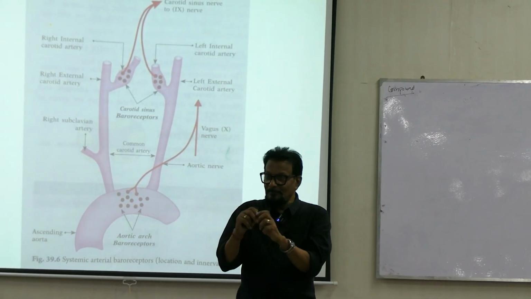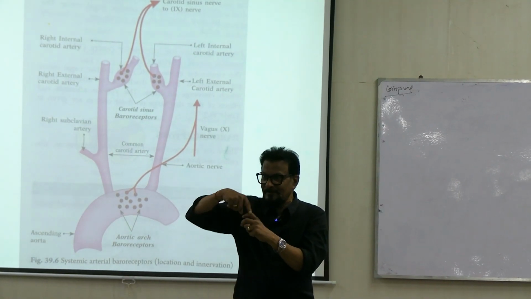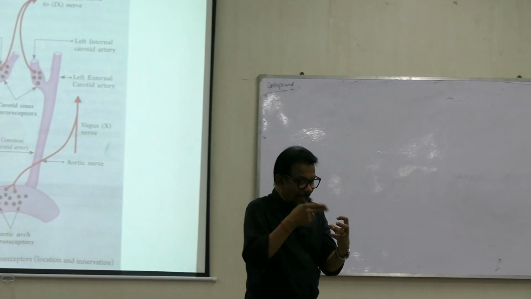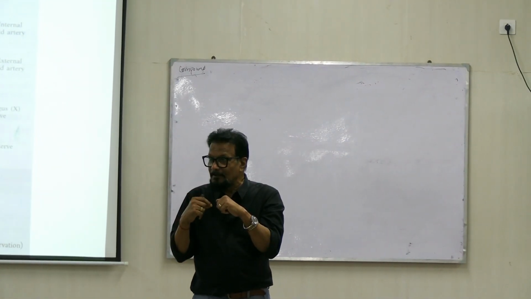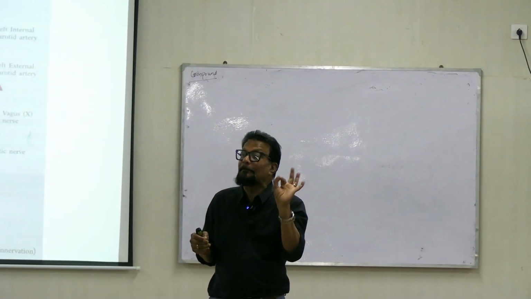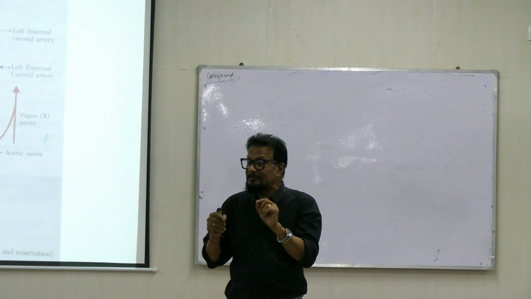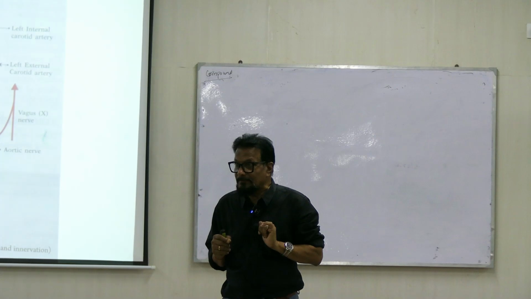You can compare these cells with an onion. In an onion, what is there? A number of layers. Similarly here, a number of cells are there, and in between the cells, it is highly vascularized. These carotid bodies sense chemical changes in the blood. If there is any chemical change, it immediately brings it to the notice of the vasomotor center.